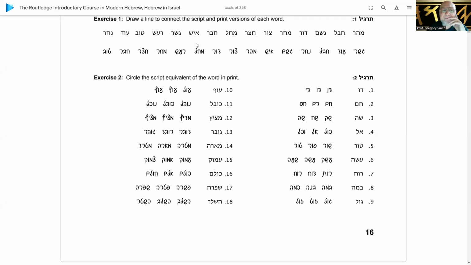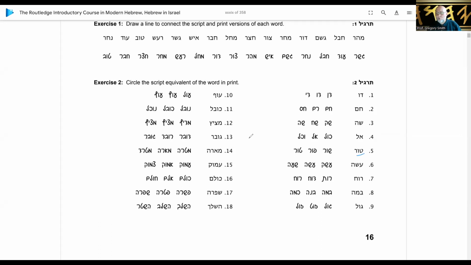Okay, so number 5, we have another familiar one here. Actually, I thought that said Tov for a minute, but it looks like it's Tor. So that one I probably will have to look up. Tour. That's with a tet. Okay, it means column. Tool.